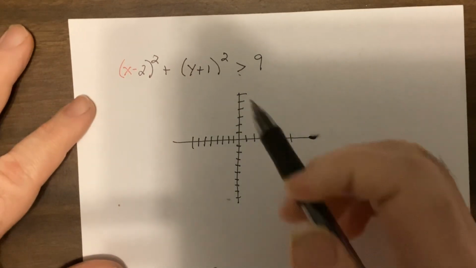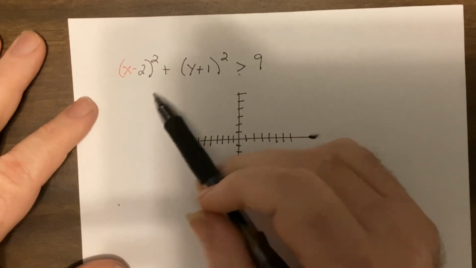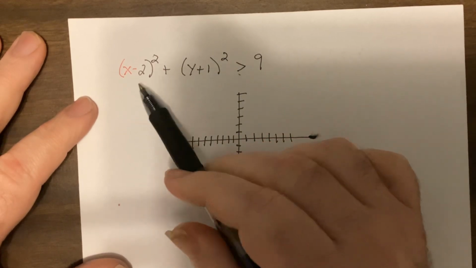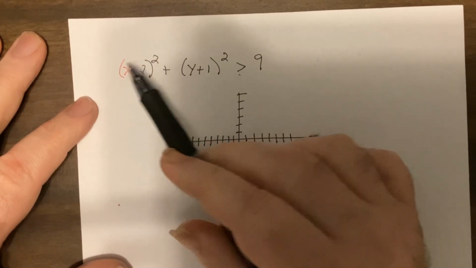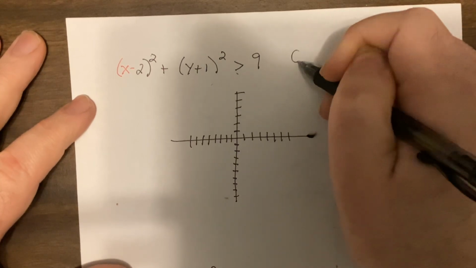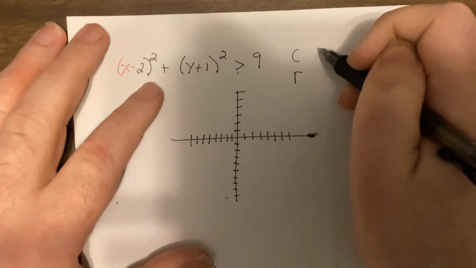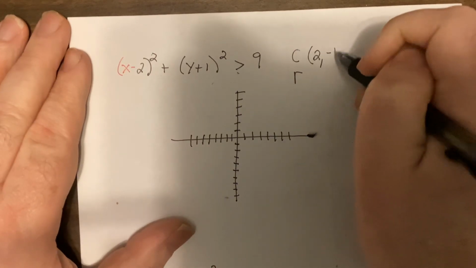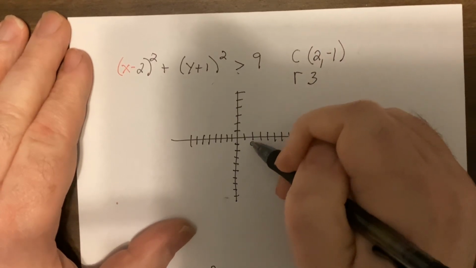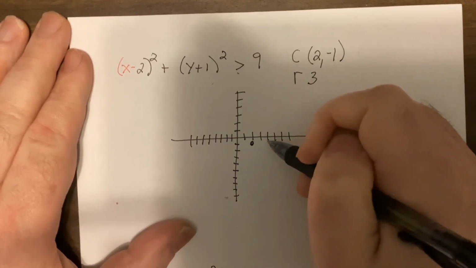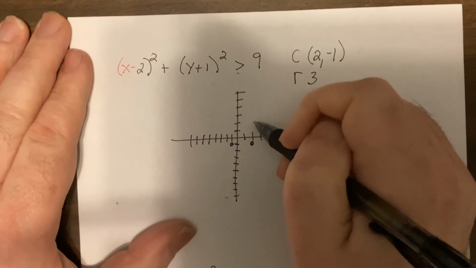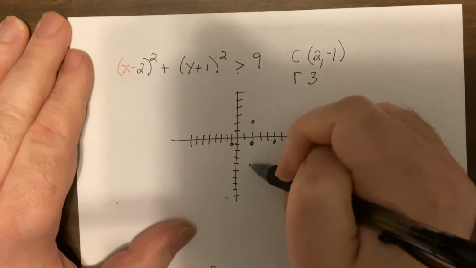So first I'd have to say, hey, what is this graph of? Well, you have sum of squares. Numbers are the same, coefficients, denominators, so it'd be a circle. Remember with the circle, we find the center. So it'd be 2, -1 to get the center. The radius would be 3. So 2, -1, radius 3, 1, 2, 3.